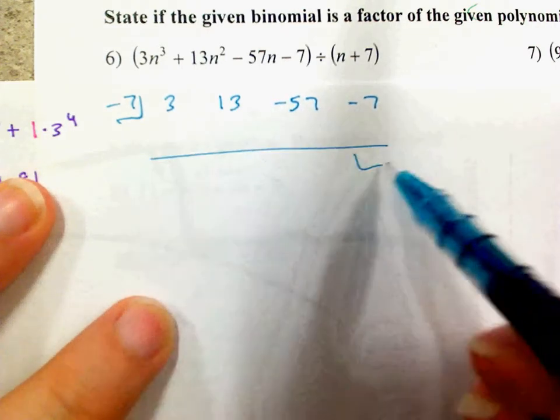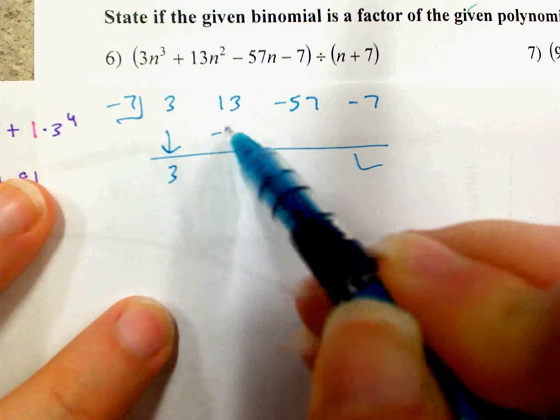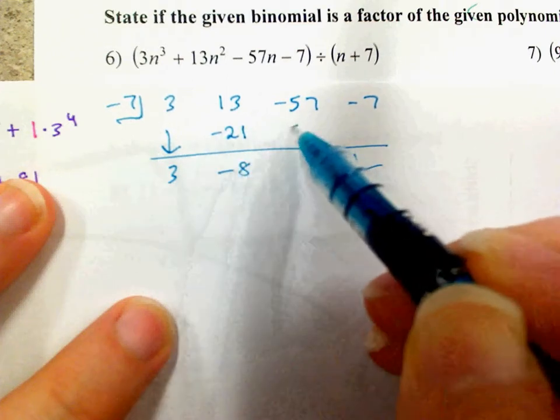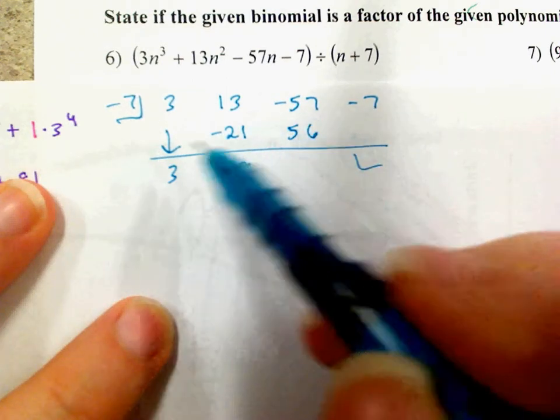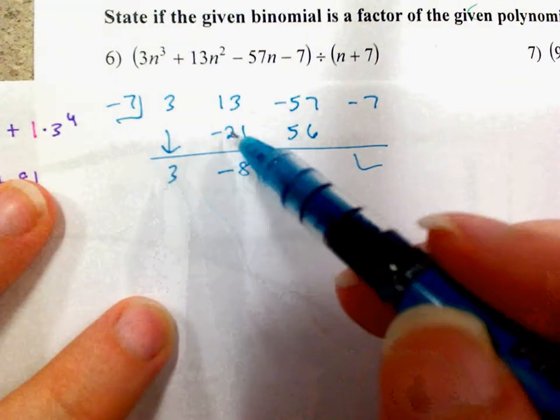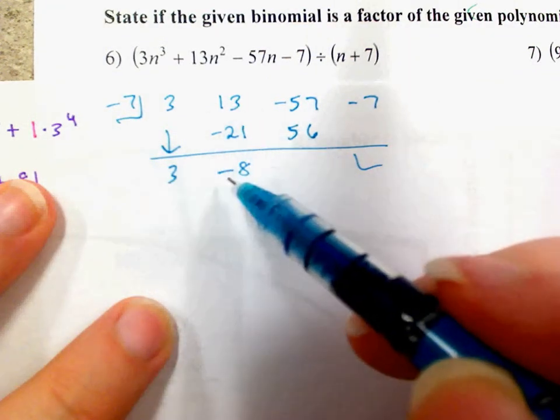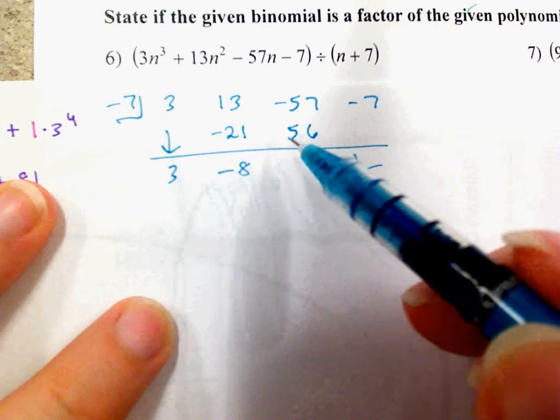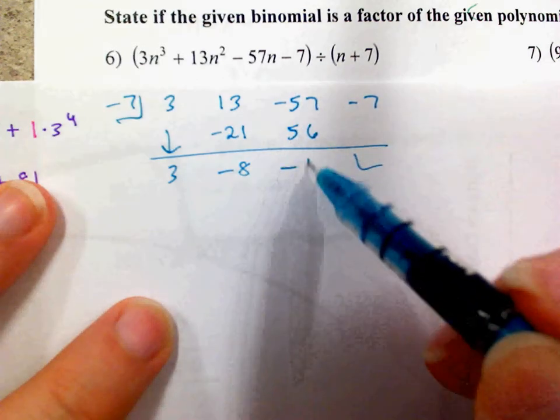Bring down the 3 and multiply: negative 21. Add: negative 8. Multiply: you get positive 56. Then you add, you get negative 1, multiply, you get positive 7, and you get a remainder of 0.